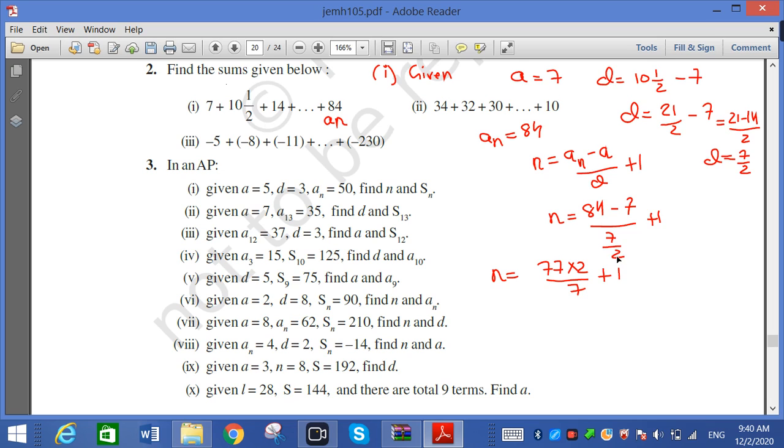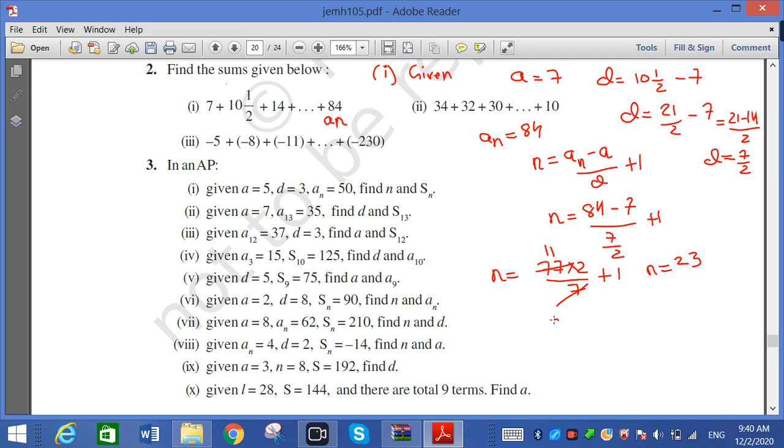The denominator is 2, so it goes to the numerator. 7 times 11 is 77, 11 times 2 is 22, plus 1, so N is equal to 23.